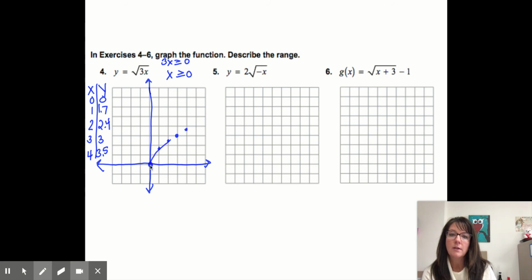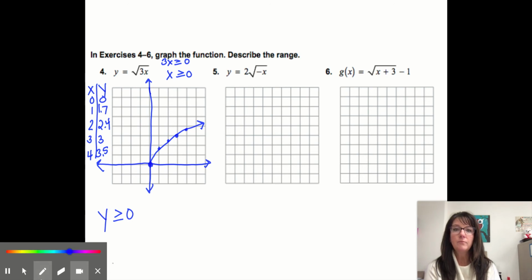And then when you draw this, okay, like this, we'll describe our range. It is y is greater than or equal to 0 because it's going to increase greater than there. All right.